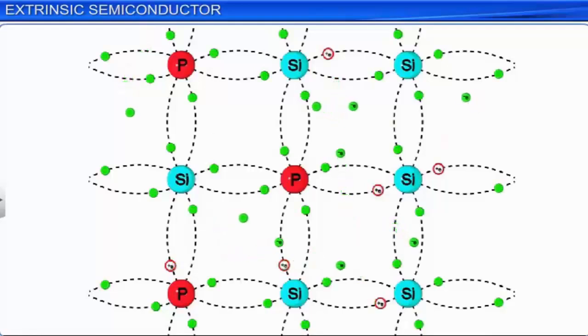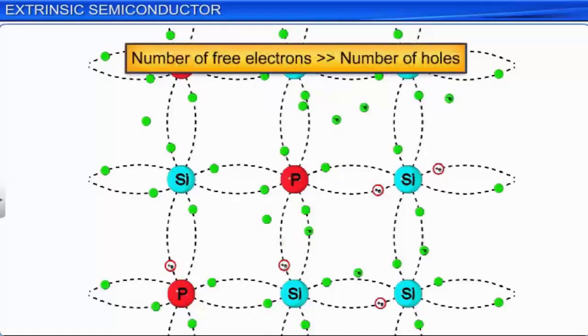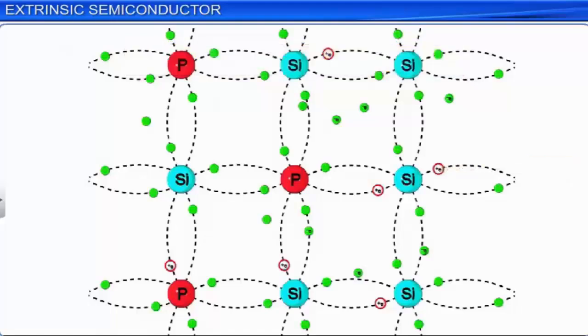Thus, the number of free electrons in a semiconductor doped with a pentavalent dopant is much larger than the number of intrinsic holes. Negatively charged free electrons act as majority charge carriers in a semiconductor doped with a pentavalent dopant. Thus, such extrinsic semiconductors are called N-type semiconductors.